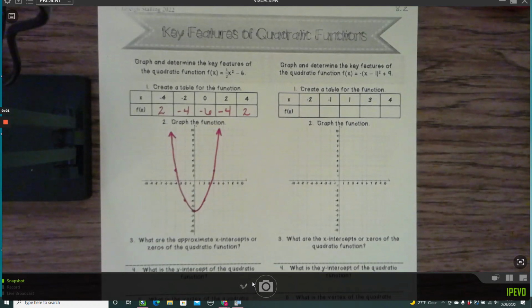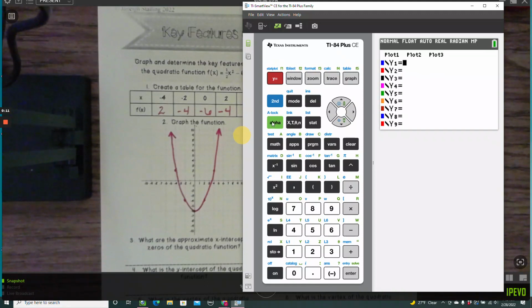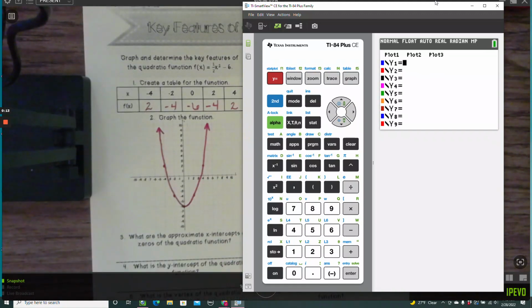This video is for the key features of quadratic functions notes. I tried to start recording this earlier and my calculator decided to go haywire on me, so we're going to try this again and I'll show you what I did to get the information that you already see there on my screen.